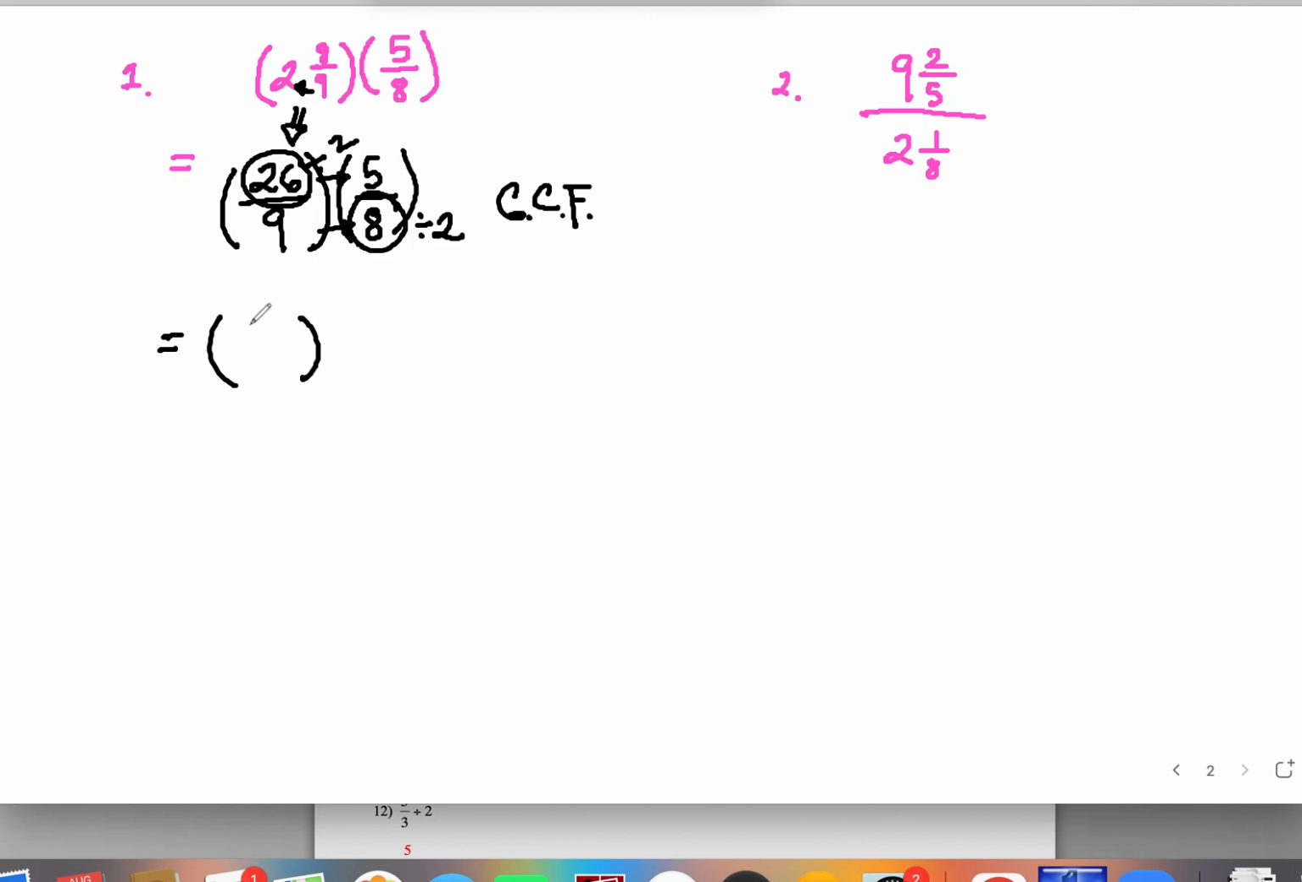So 26 divided by 2 is 13. The 9 stays the 9. The 5 stays a 5. And then 8 divided by 2 is 4. You can cancel anything on the top with anything on the bottom. Now, 5, the only thing that goes into 5 is 1 and 5. 1 doesn't matter. 5 doesn't go into 9. 5 doesn't go into 4. 13, the only thing that goes into 13 is 1 and 13. 1 doesn't matter, and 13 doesn't go into 9, and 13 doesn't go into 4. So you're good to go.